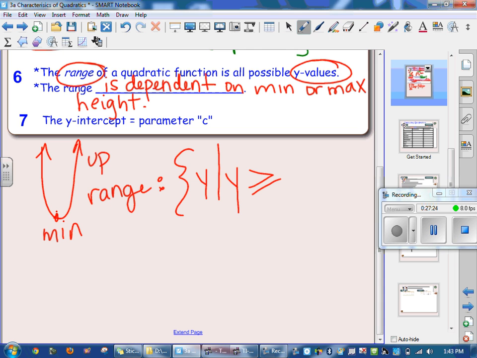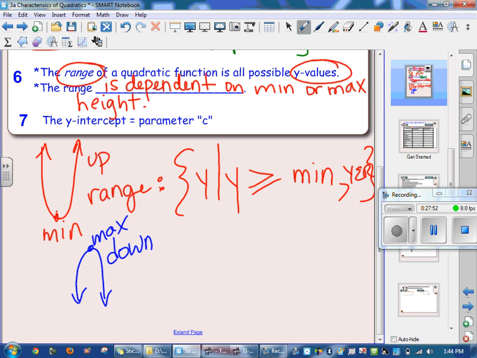And then comma, y ∈ R. Here's the next kind. So that's one range, the range that's going up. The range is different if it's going down. If it's going down and we've got a max value, our range is this: y such that y must be lower than or touching the maximum value, and then y ∈ R. Again, that's set builder notation.